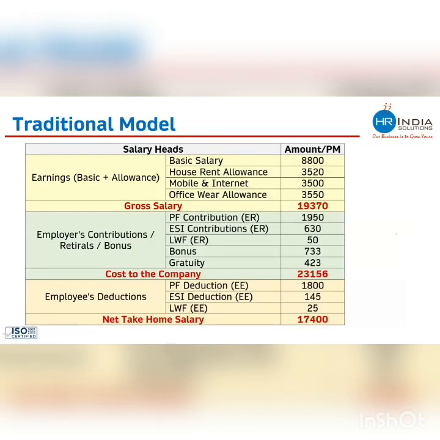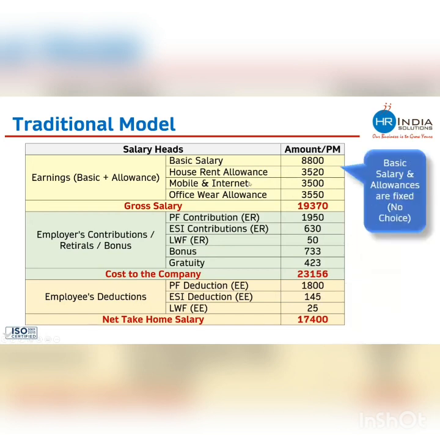Now, this is an example of a traditional compensation model. If you see here, the company has decided the basic salary, HRA, mobile and internet allowance, office wear allowance, and they have specified the amount for all these allowances. It means all these components are already decided by the company, and the employee has no choice to pick any allowances according to their expenses or their tax applicabilities.